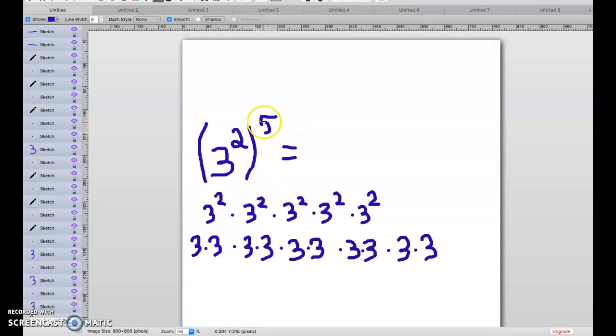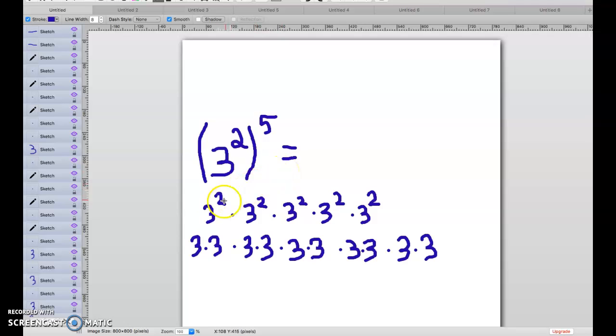If we have something to the power of 5, that means we're multiplying it by itself 5 times. So that means I have 5 of these: 3 to the power of 2 times 3 to the power of 2 times 3 to the power of 2 times 3 to the power of 2 times 3 to the power of 2. We have 5 of 3 to the power of 2.